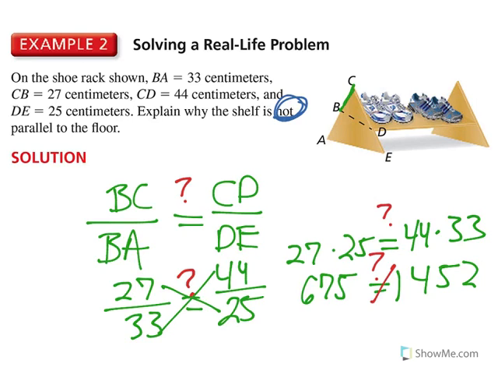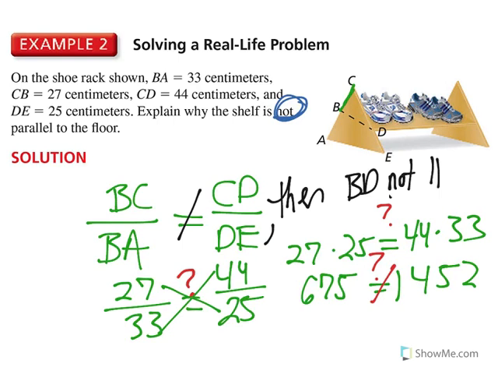Since they are not proportional, if we go back to our statement right here, I can take off this question mark and cross through it, since it's not proportional. Then that means that they are not parallel. So I can say that BD, that segment, is not parallel. You could just cross it out, or let's just say it in words: BD is not parallel to AE. I'll put the not parallel symbol there. Keyword that it's not, because they are not proportional.